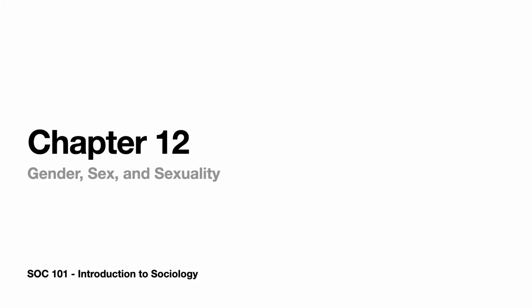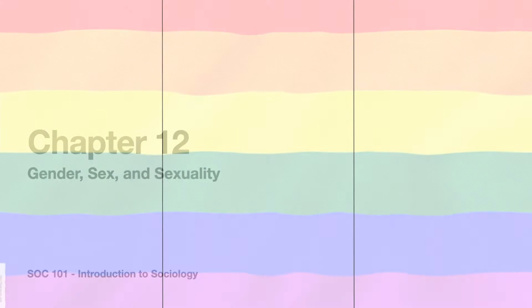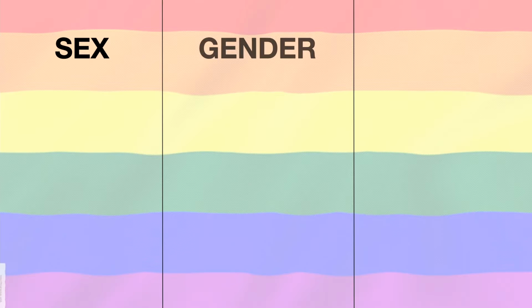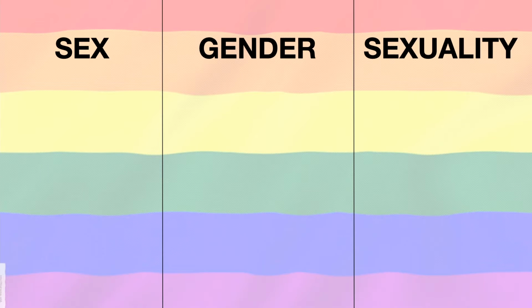So here, Chapter 12, Gender, Sex, and Sexuality, and we're going to start off with some definitions. First off, we'll put our terms up here: sex, gender, and sexuality. And we are going to take, for the moment, a very keen look at each one of these terms and what they mean from a sociological perspective. These have many meanings. They have some vague meanings and they have some distinct meanings.